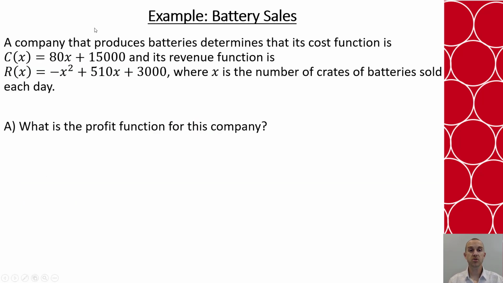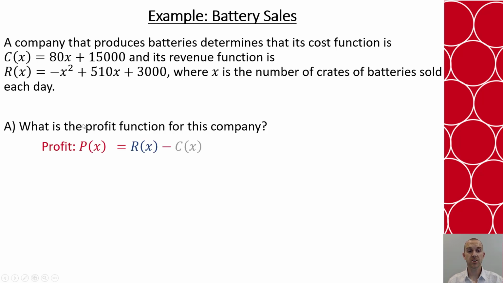Say a company produces batteries, determines that its cost function is C of x equals 80x plus 15,000, and its revenue function is R of x equals negative x squared plus 510x plus 3,000, where x is the number of crates of batteries sold each day. And we want to know what's the profit function for this company.